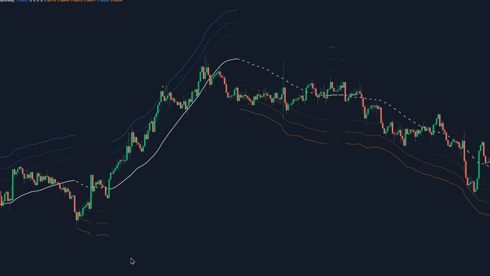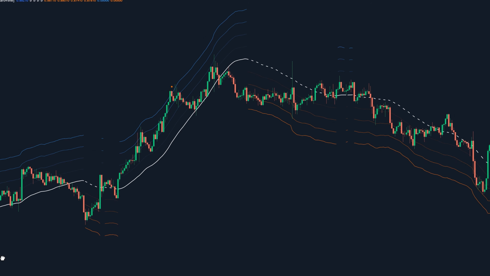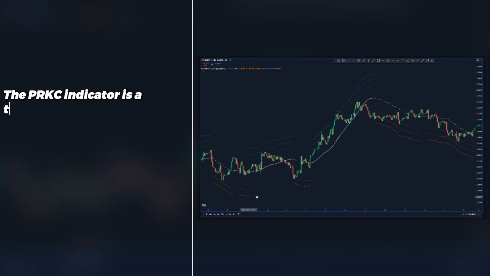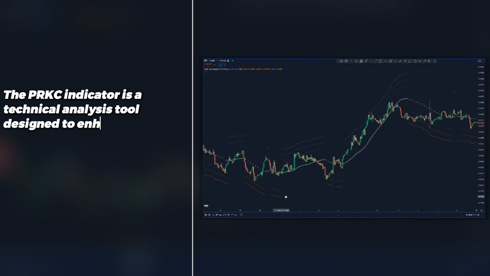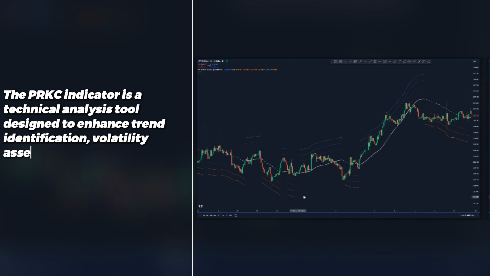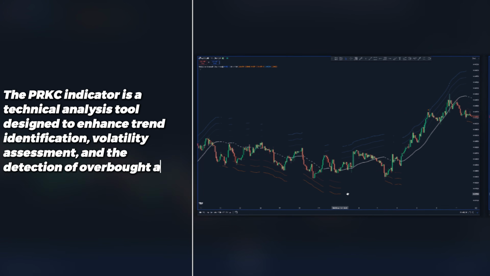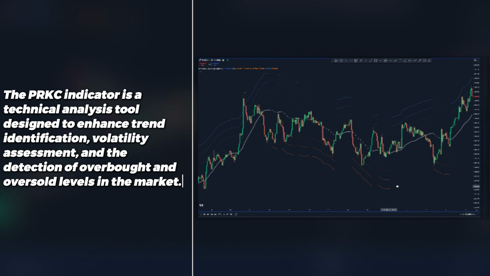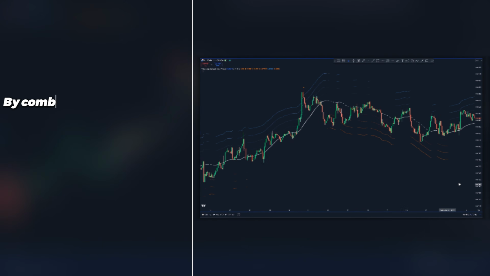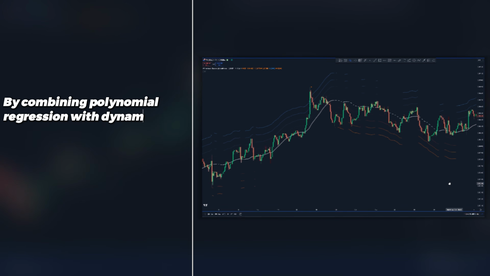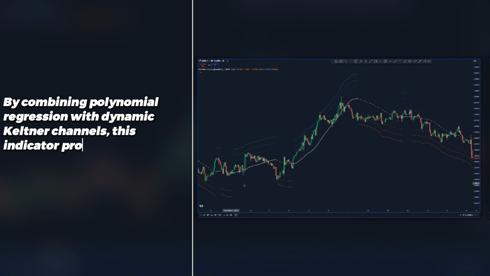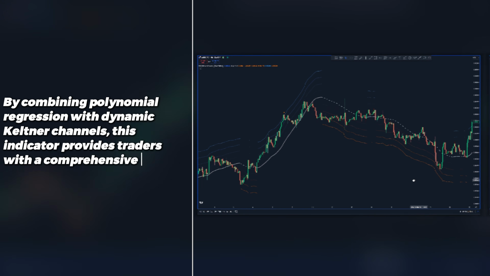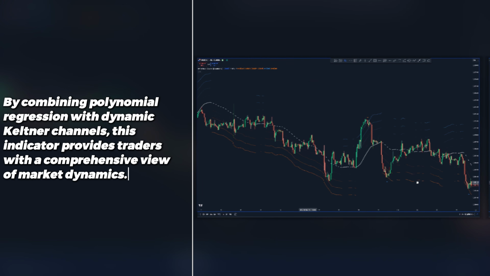So, what exactly is the PRKC indicator? Well, this is a technical analysis tool which was designed to enhance trend detection, volatility assessment, and the detection of overbought and oversold levels in the market. By combining the polynomial regression with dynamic Keltner channels, this indicator provides traders with a comprehensive view of market dynamics.